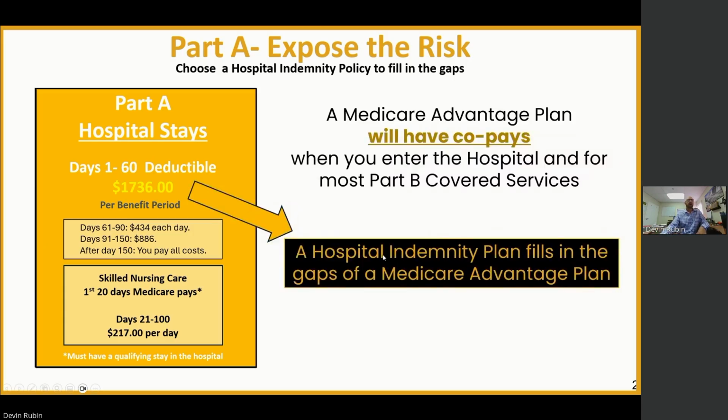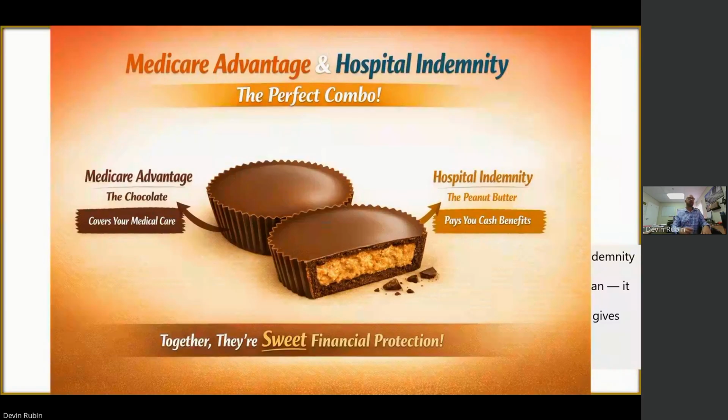So at the core basis, a hospital indemnity plan simply fills in the gaps of a Medicare Advantage plan, and they have to be positioned side by side with how Medicare works and how their Medicare Advantage plan works. So selling ancillary products is a mindset and it's about preparation. I feel that Medicare Advantage and a hospital indemnity plan is the perfect combo, just like a Reese's peanut butter cup. And it's going to provide that financial protection to your clients should they enter a hospital.